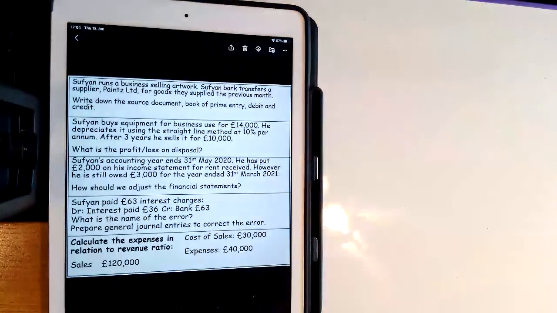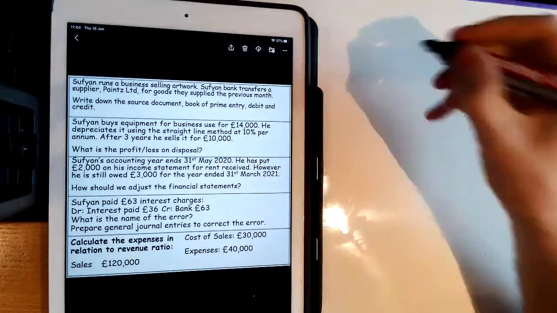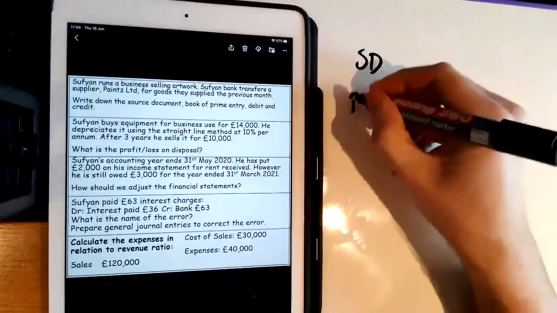Okay, starter one. So we've got Sufyan running the business, selling hall work. Sufyan bank transfers the supplier, Pence Limited, for goods they supplied the previous month. So our usual 5 things.